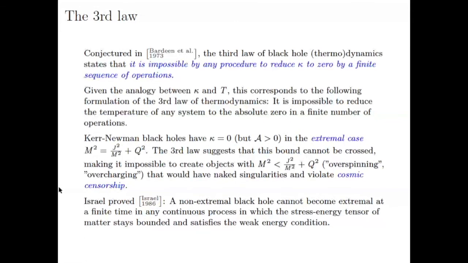And finally, we find the third law. This was only conjectured in this paper here, where the 4 laws were proposed. But the third law of black hole thermodynamics states that it should be impossible by any procedure to reduce the surface gravity, which is our analog to temperature, to 0 by a finite sequence of operations. And again, by this analogy with thermodynamics, where kappa stands for a temperature, this corresponds to a specific formulation of the third law of thermodynamics, namely that it's impossible to reduce the temperature of any system to the absolute 0 in a finite number of operations.